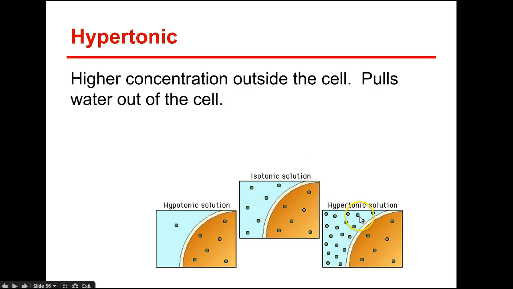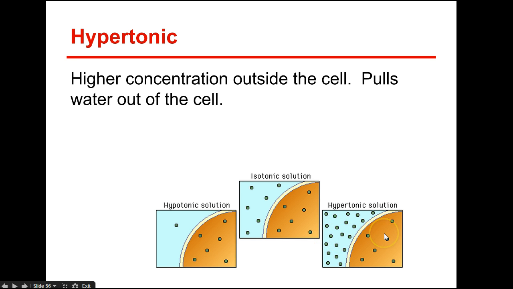Hypertonic. A hypertonic solution would be one that we would put a cell in that has a way higher concentration of solute. And I defined it here, I said higher concentration outside the cell. That's just because that's what you see in this picture. It doesn't always have to be outside the cell. Hypertonic just means you have a really high concentration of solute. And what that's going to do is it's going to take water out of the cell.